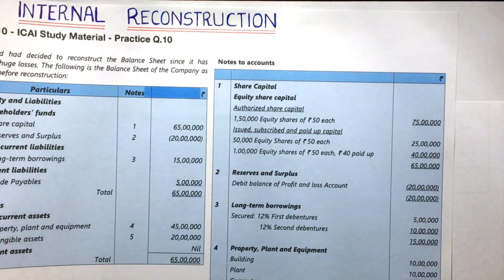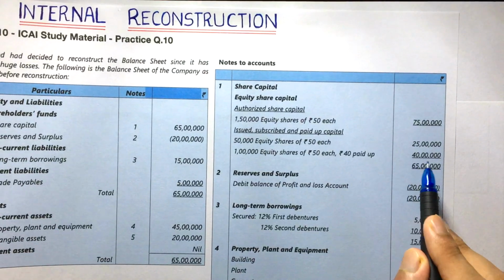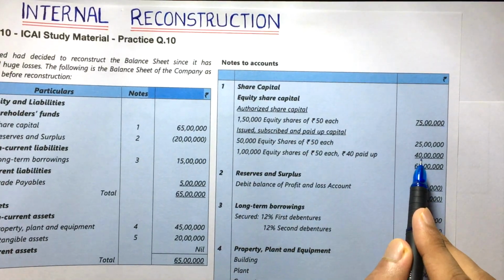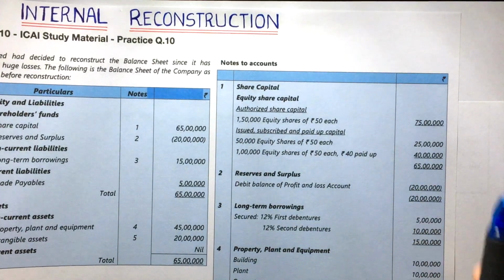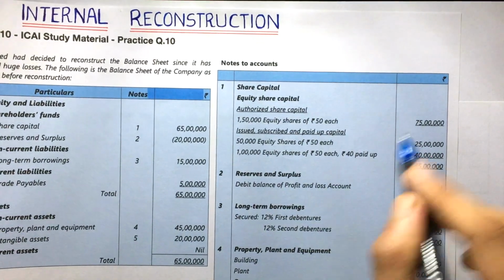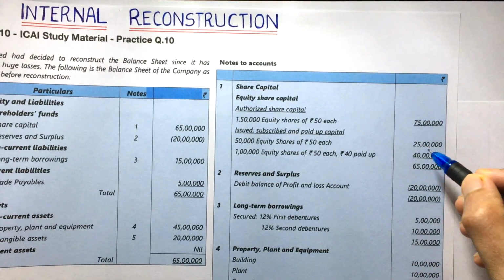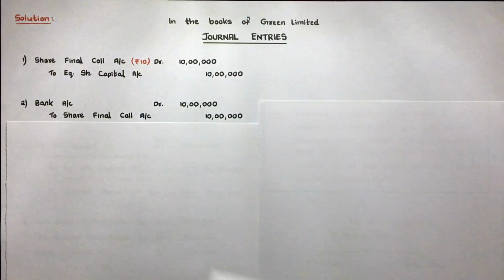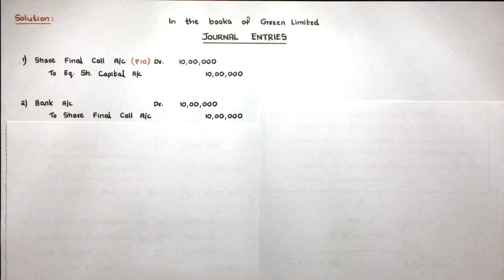Is that clear? So now this is not 40 lakhs. This is how much? 1 lakh into 50. This is 50 lakhs. So in total, what is our capital now? In total, our capital is 75 lakhs. Isn't it? 25 and then here 50. So 75 lakhs is our capital. Is that understood? Simple. Then what?